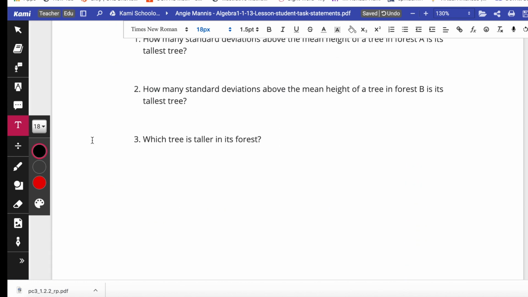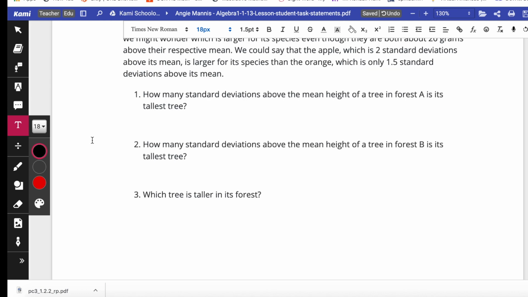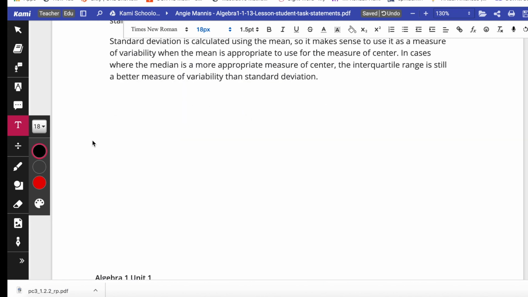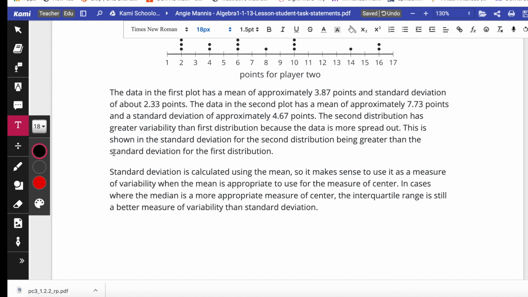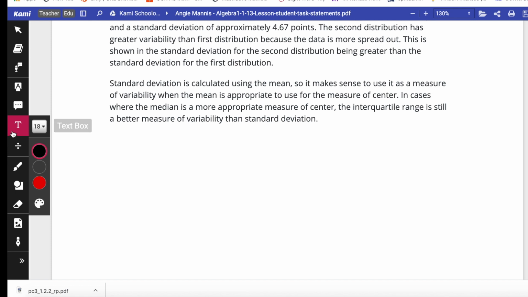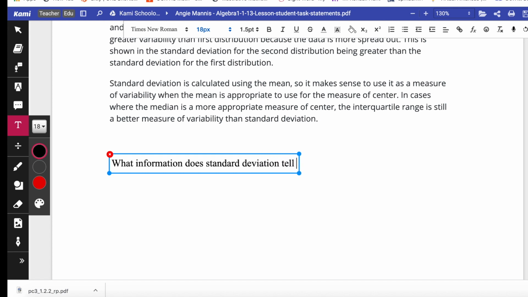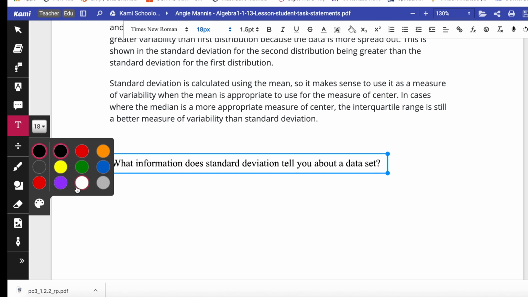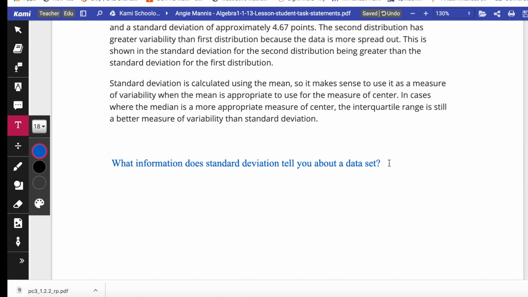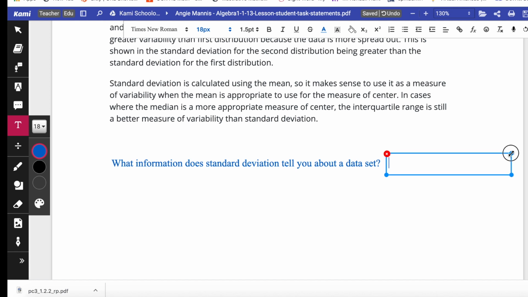Before we go to the lesson summary, let's talk about some things. We'll type it under the lesson summary, just some questions and answers to discuss with you a little bit. So, what information does standard deviation tell you about a data set? Let's add another text box here so you can see the questions and answers.